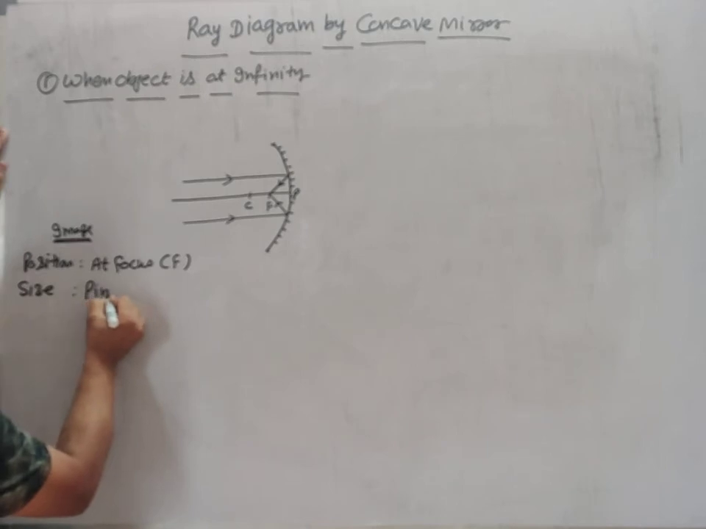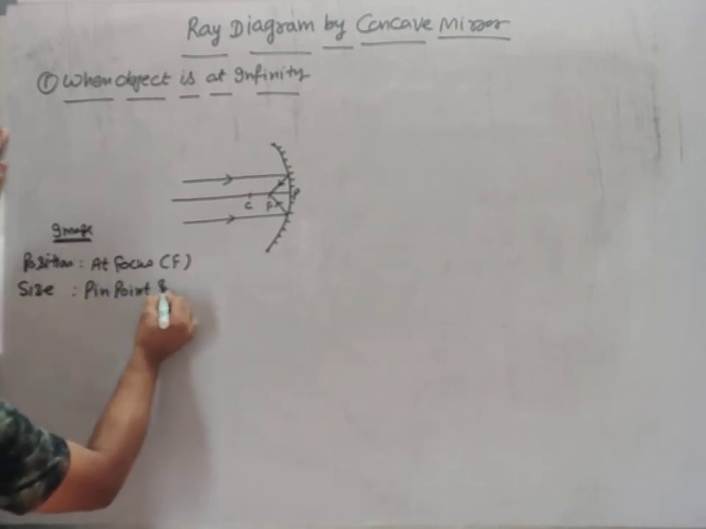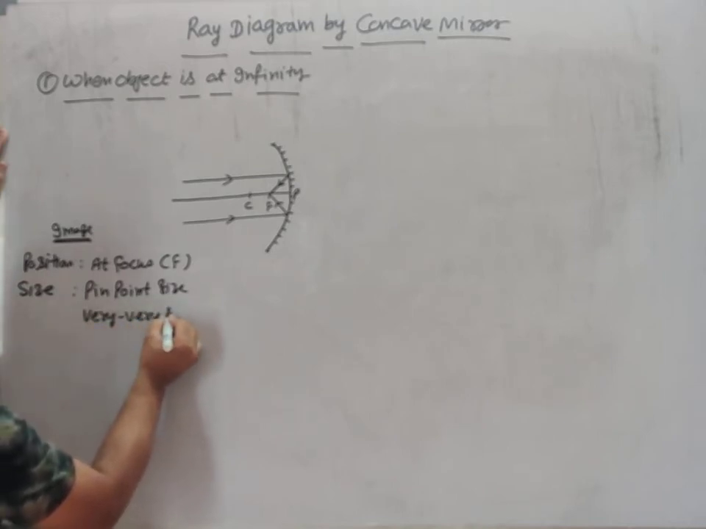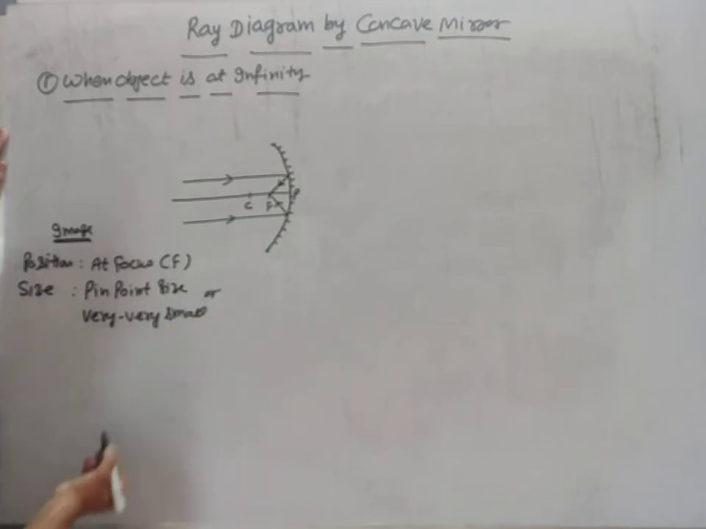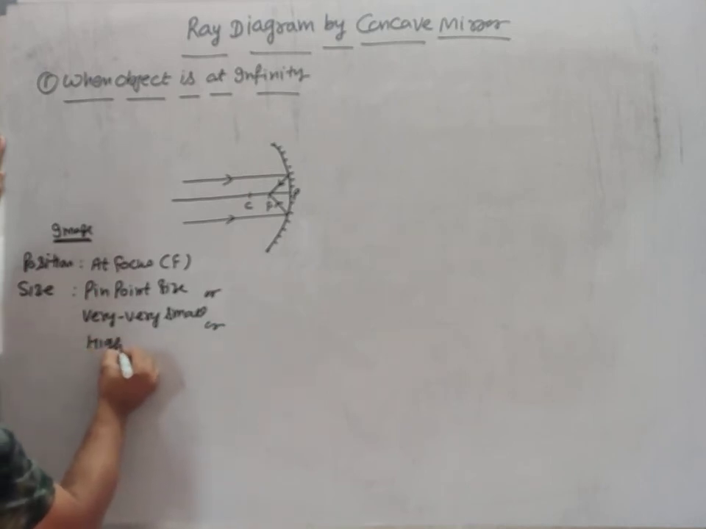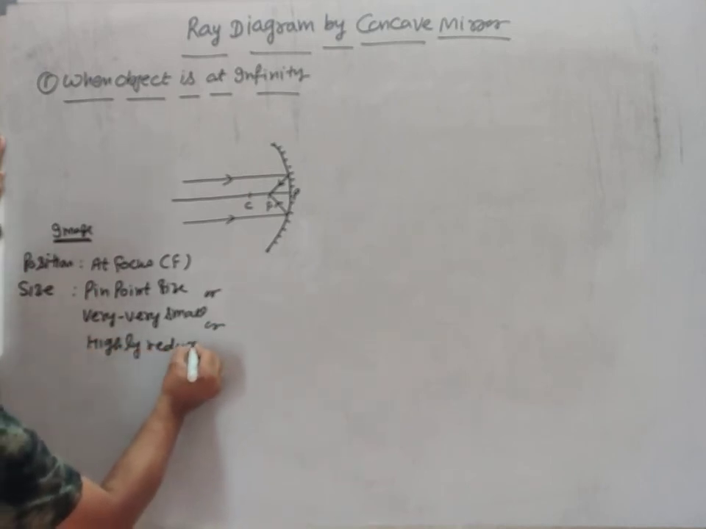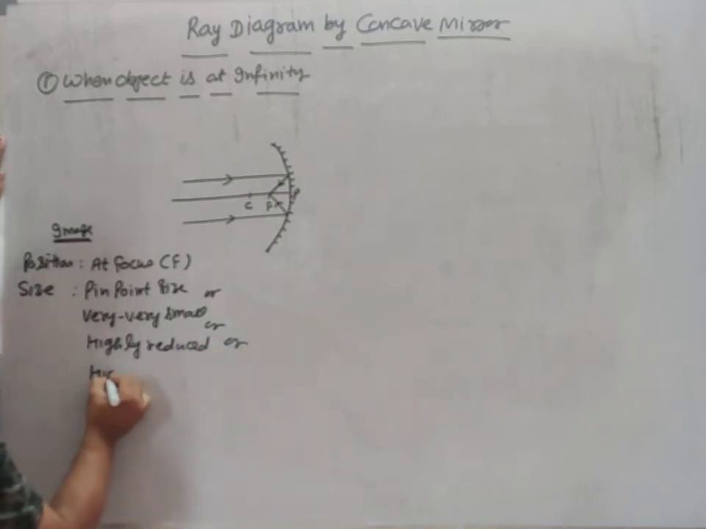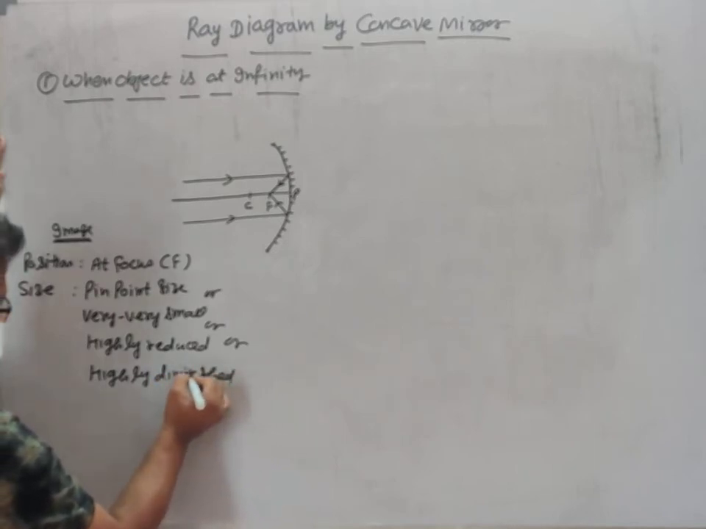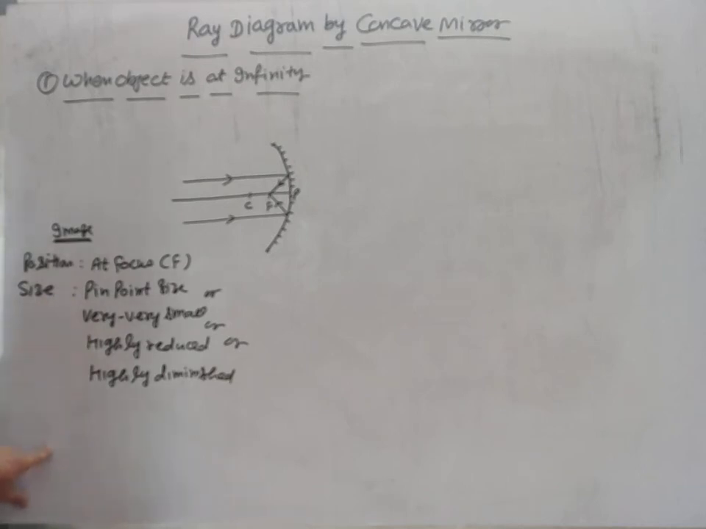So we can say pin point size, or very, very small, or highly reduced, or highly diminished. You will write only one word. I am writing so that you understand that they have the same meaning. Now what is the nature of image?